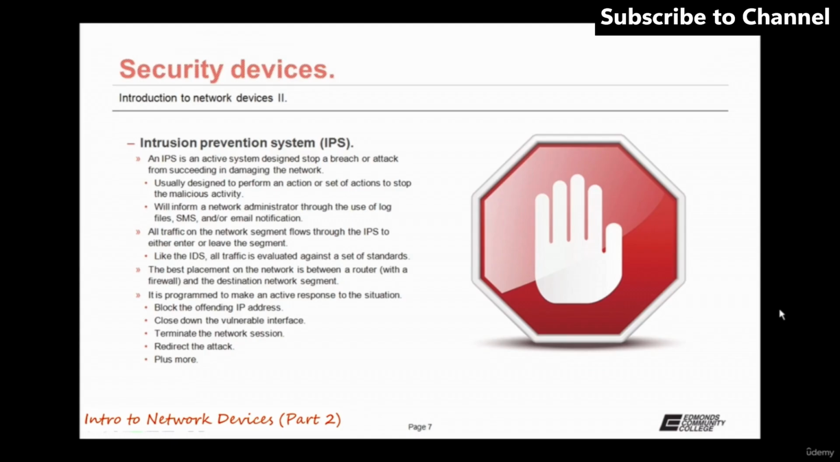They're usually designed to perform an action or set of actions to stop the malicious activity. They will also inform a network administrator through the use of log files, SMS text messaging, and/or through email notification. For an IPS to work, all traffic on the network segment needs to flow through the IPS as it enters and leaves the network segment.